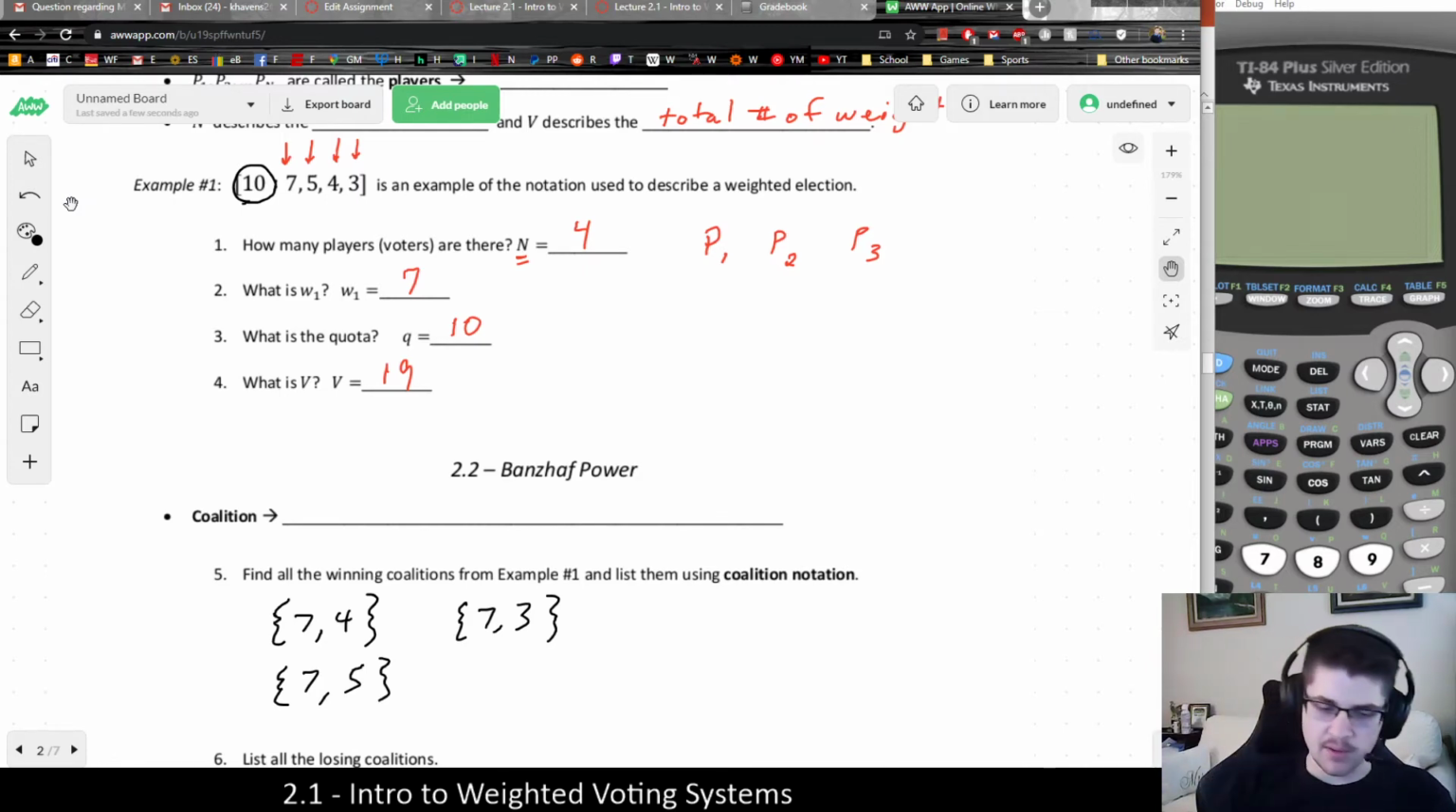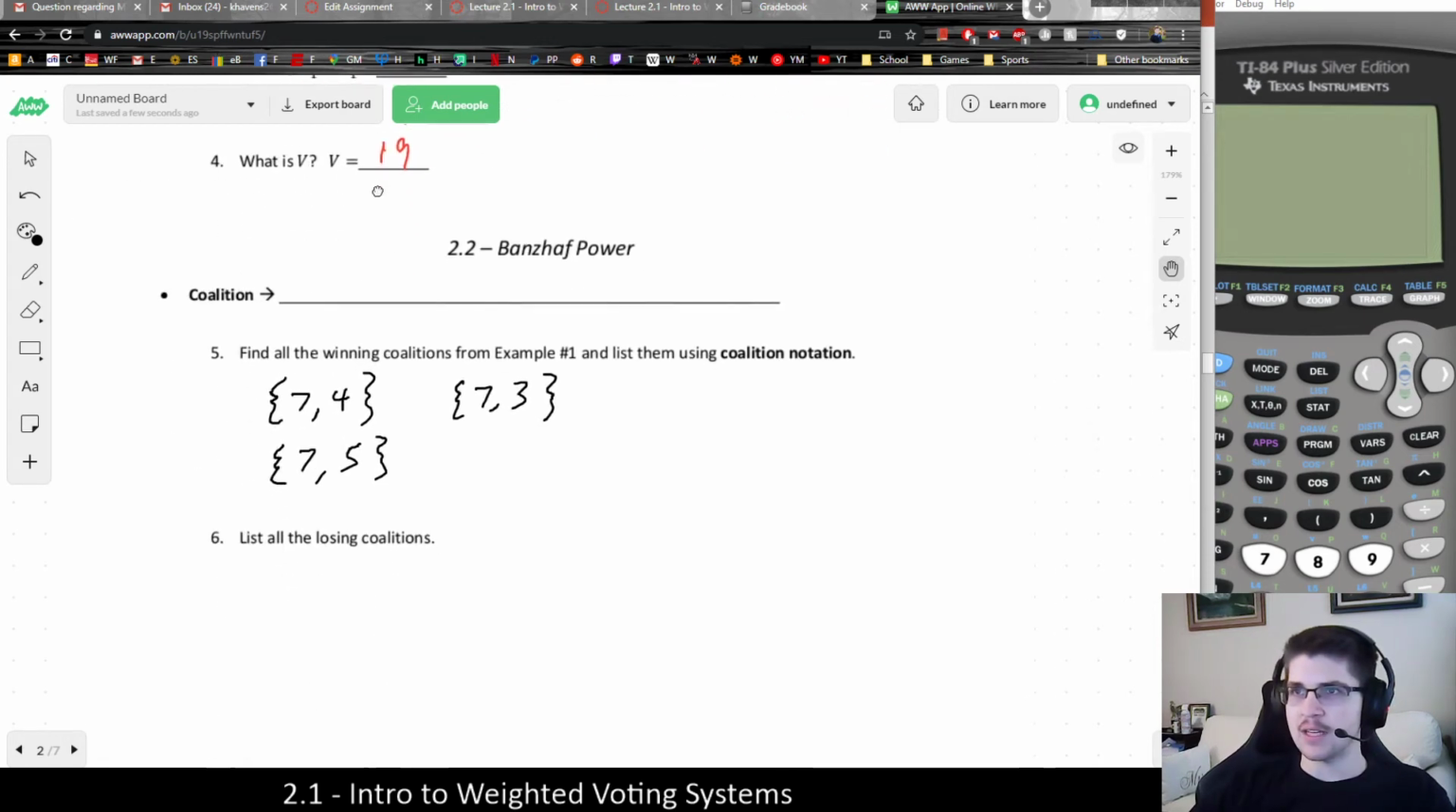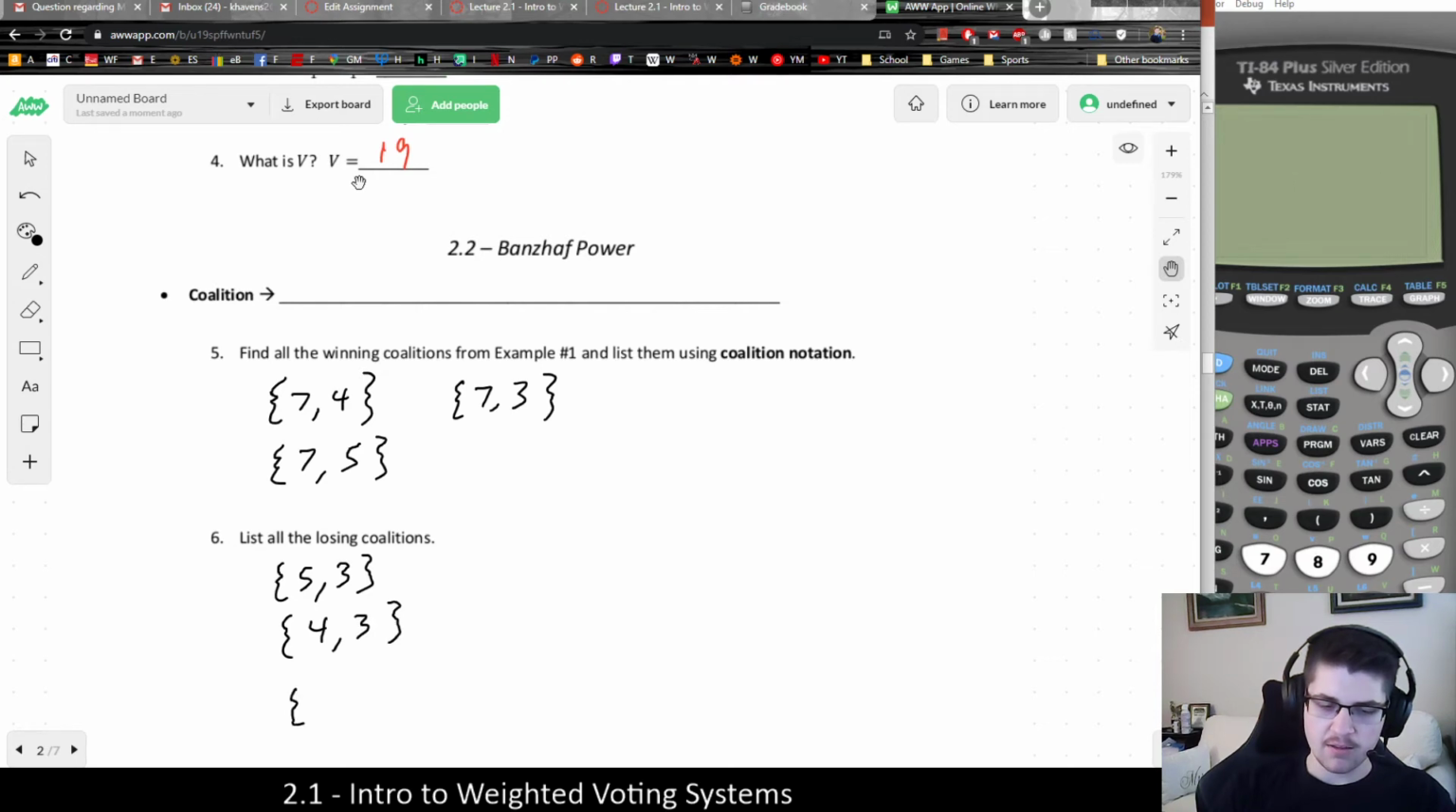But notice, for example, I'll try to separate these by winning and losing. For example, 5 and 3 was a losing coalition, and also 7 and 5, the inverse coalition would be 4 and 3 would be losing, and 5 and 4 is another one. Now that one's close because they make 9 votes, but again, you have to make the quota. If you're short, you're losing. But if you're equal to the total weights of the quota, you're good to go.